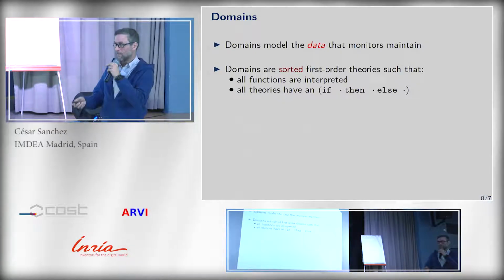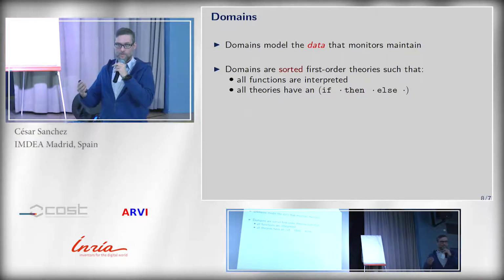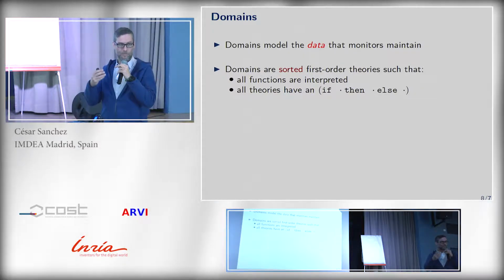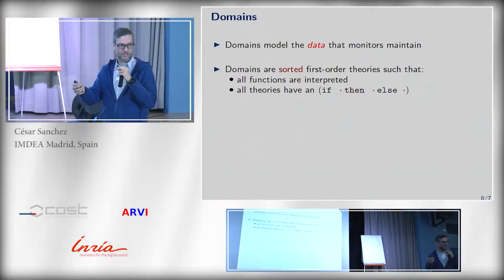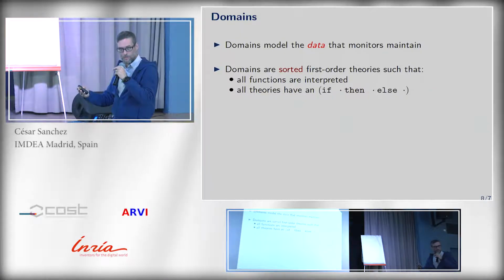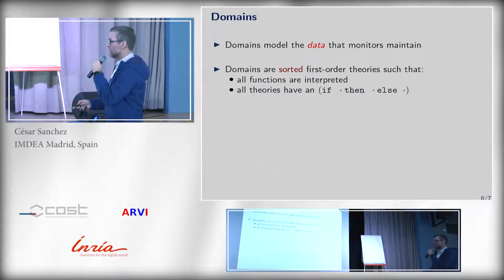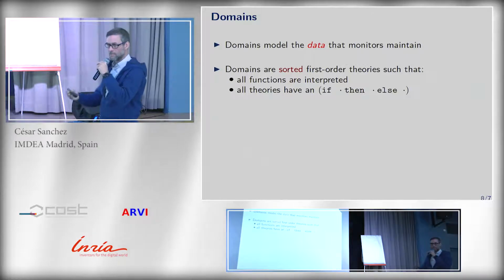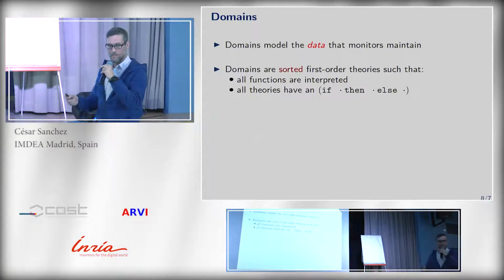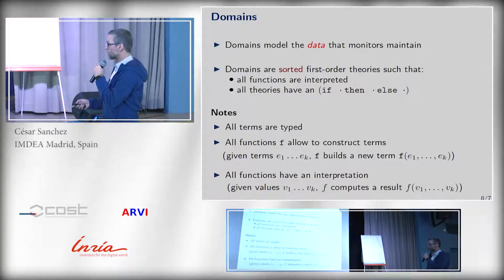That means that you have, for example, the symbol OR to build Boolean expressions, Boolean terms. But you also have an evaluator for OR if you happen to have values on both sides. So it's not an uninterpreted first-order logic, it's an interpreted first-order logic, the domains we use. And we also require that we have anything else because it's very convenient for runtime verification. I'll give you examples now.